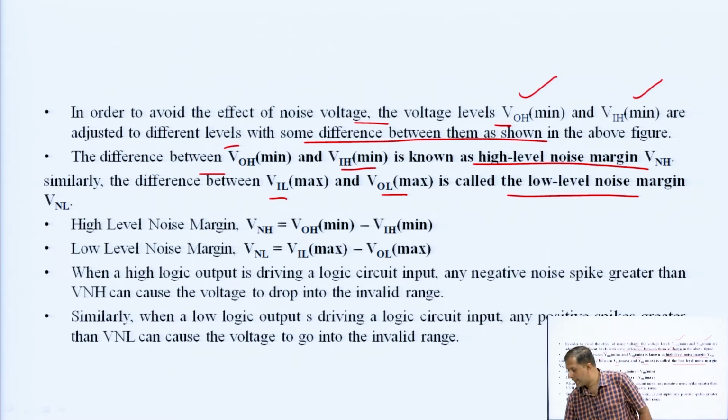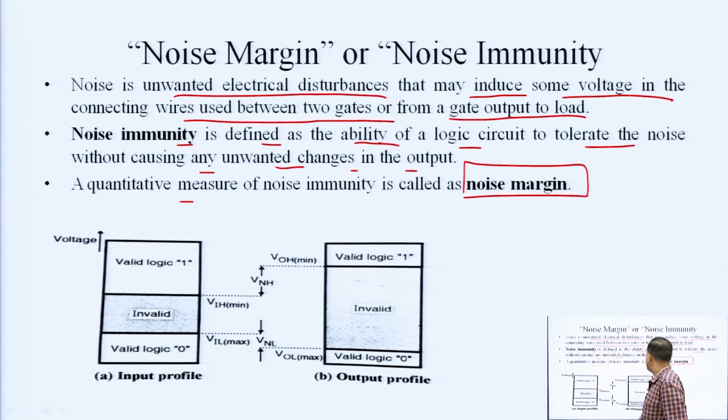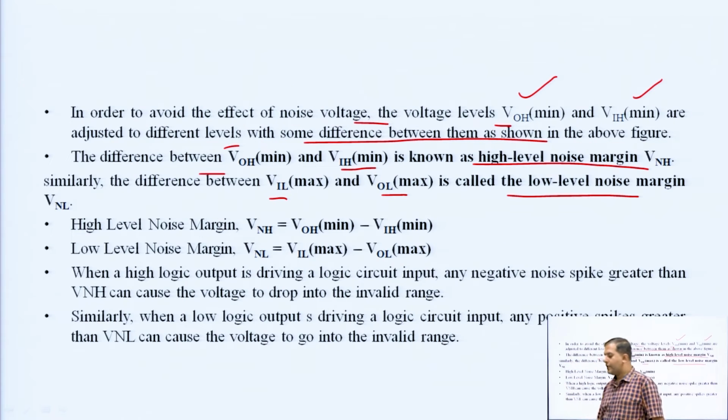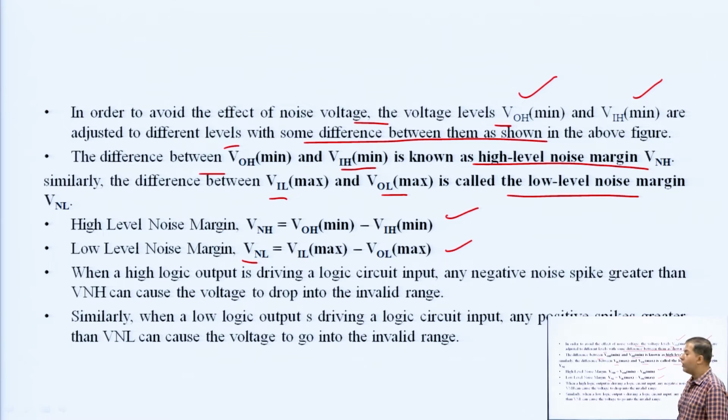You can see from this diagram, okay. VNH and VNL, these two parameters you can discuss. So, what is VNH? VNH is VOH min minus VIH min, and the low level noise margin VNL is VIL max minus VOL max, right. Got it?